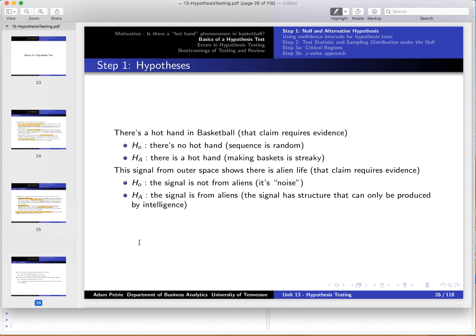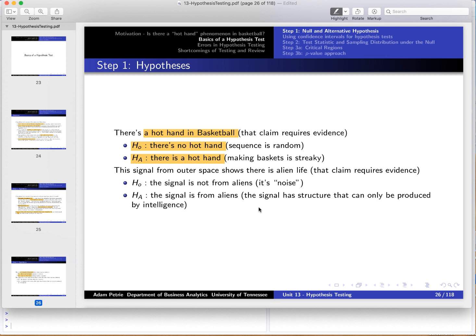So let's just go over a few examples. Let's say that we did want to run the hypothesis test that examines whether or not there's a hot hand in basketball. Usually the claim that we're interested in investigating here, the claim that requires the extraordinary amount of evidence, that's what we put in the alternative hypothesis. So for this hypothesis test, is there a hot hand in basketball? The alternative hypothesis is that there is going to be a hot hand, our research question. The null hypothesis, the opposite, is that there's no hot hand whatsoever. The sequence of hits and misses here is just completely at random.